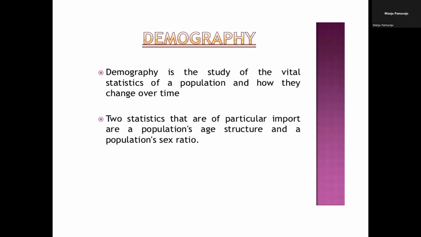That is, how the number of organisms in a population grows, and how they change over time. Two statistics that are particularly important are population age structure and population sex ratio.